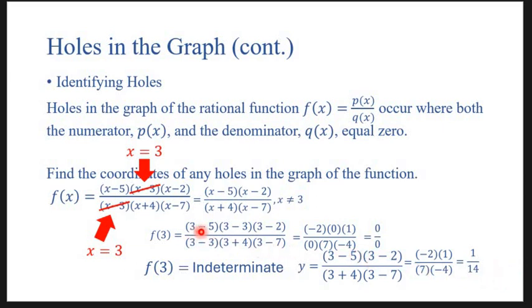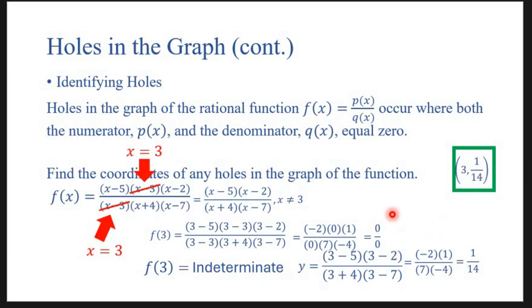We would identify what factor is on both the top and the bottom. We'd cancel that factor out, and then we'd plug the 0 of that factor into the simplified version of the expression. That will give us the y value of the hole. We have that there's a hole at 3, 1/14.